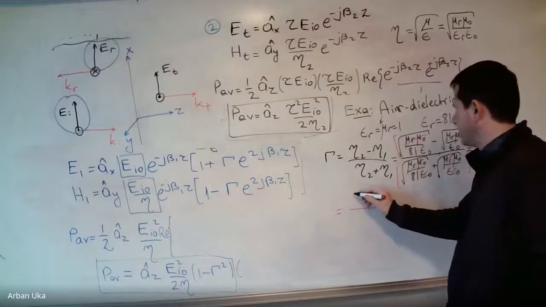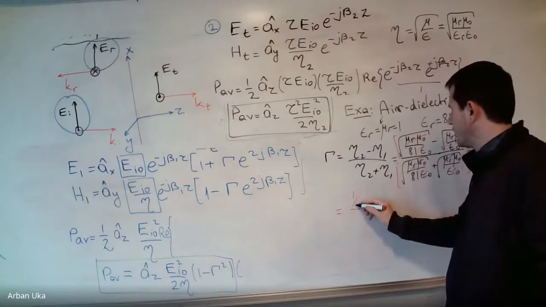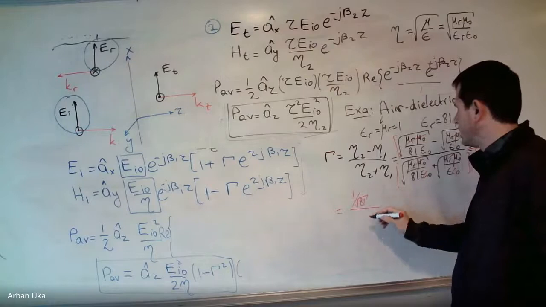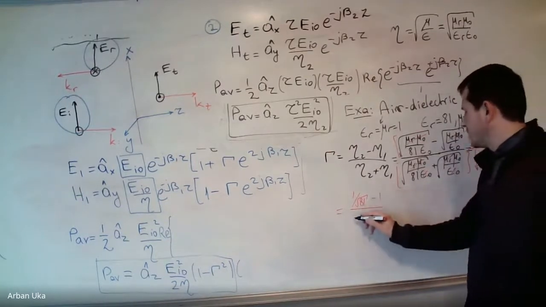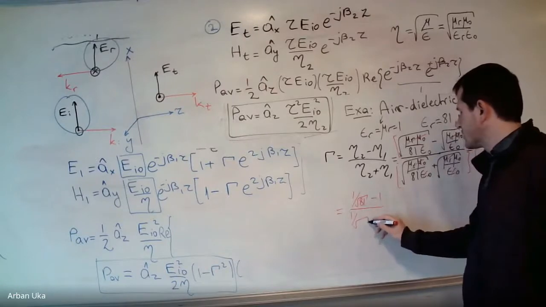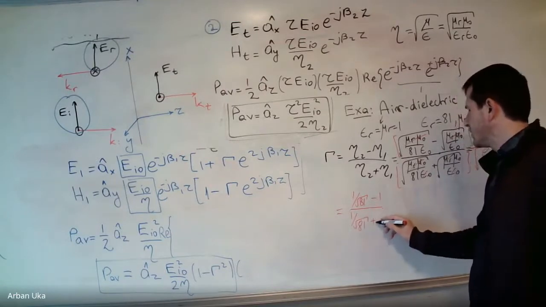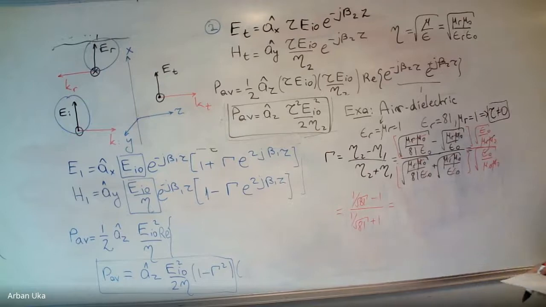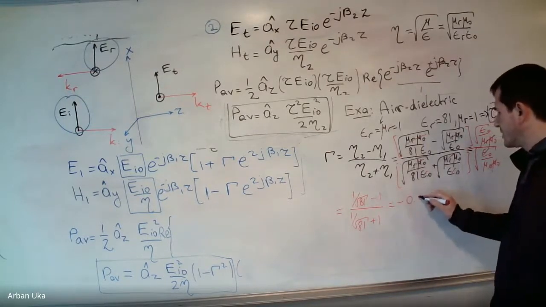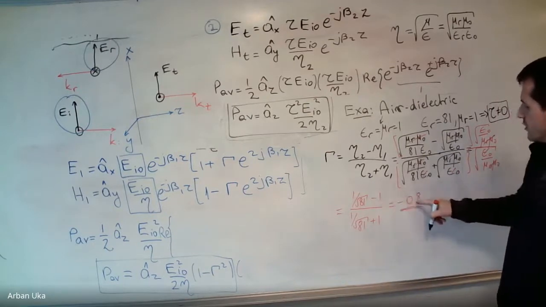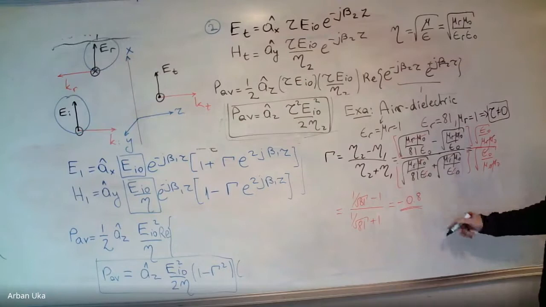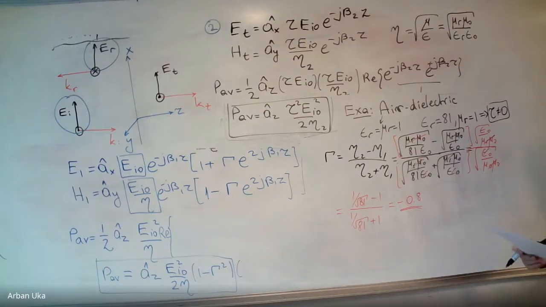And the reflection coefficient would be equal to 1 over the square root of 81 minus 1 over 1 over square root of 81 plus 1. Okay. So if we substitute these values, we get minus 0.8. And by the way, this is smaller than this, so apparently we get a reflection coefficient which is a negative value. This is what we get.